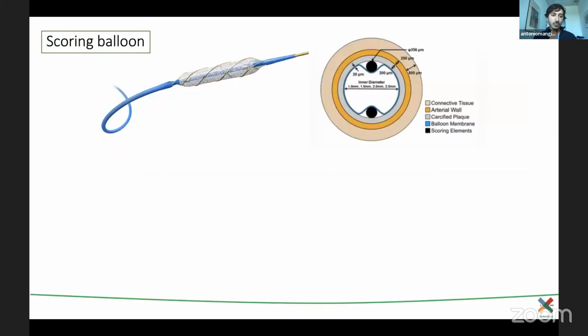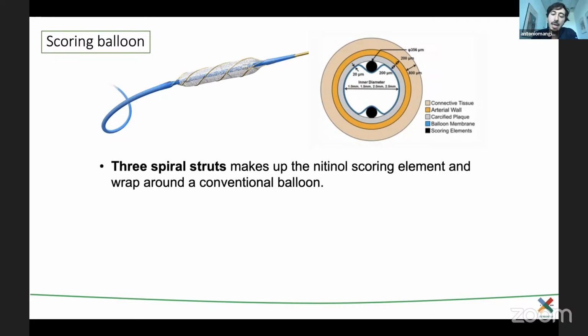and to go safely to high pressure. Okay, scoring balloon. Let's go to this other tool that we use in interventional cardiology. I'm not a big fan, I have to tell you the truth, of the scoring balloon. Essentially, this is a more non-compliant balloon compared to the cutting balloon.